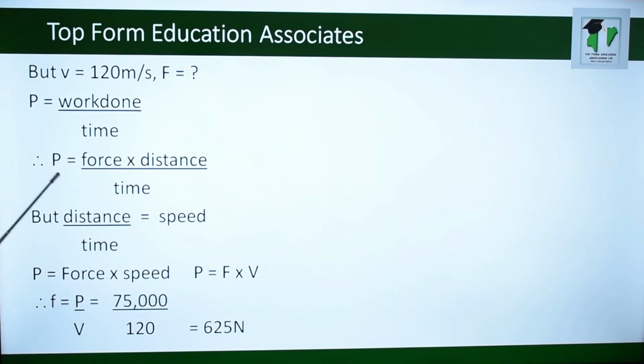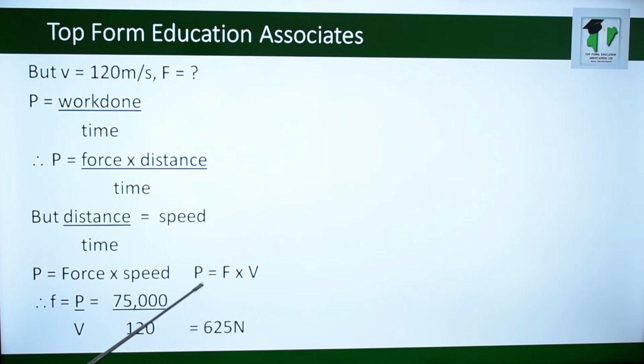Sorry, I have it that P is equal to force times distance over time. But distance over time here gives you what? Speed. Therefore, P now is force times what? Speed, which is distance over time. So P is equal to F times V. V represents speed here, while F represents force and P represents power.